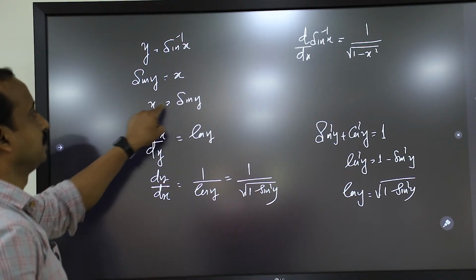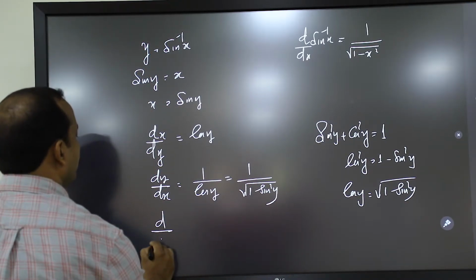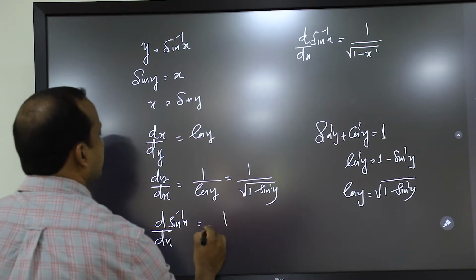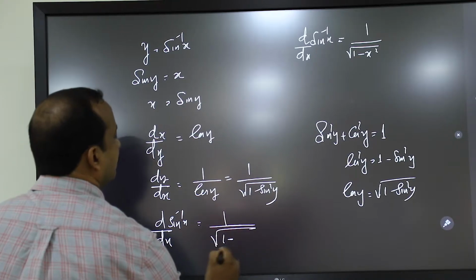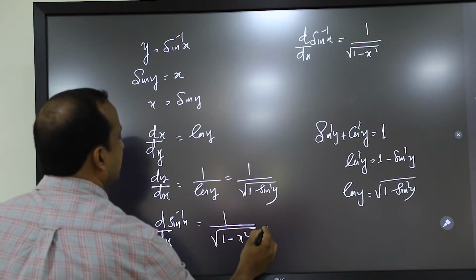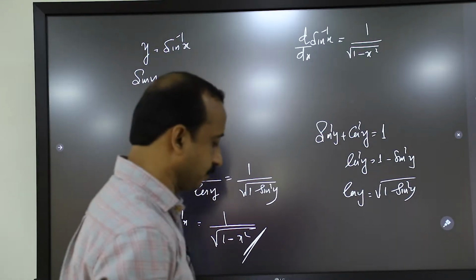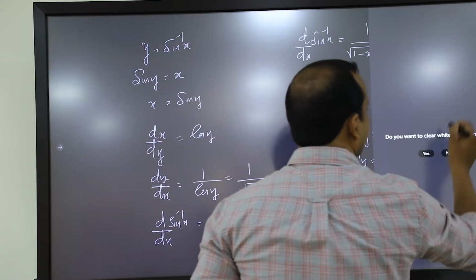You know what is sine y? It is x, and therefore d by dx of sine inverse x, answer is 1 by root of 1 minus sine square y, where sine y is x. We get the answer 1 by root of 1 minus x square. Similarly, we find the derivative of cos inverse x, derivative of tan inverse x, etc.